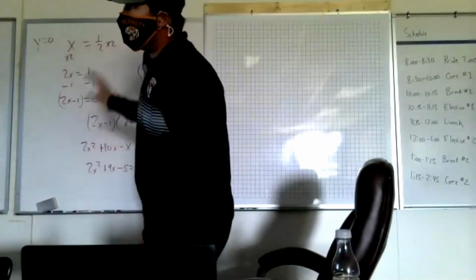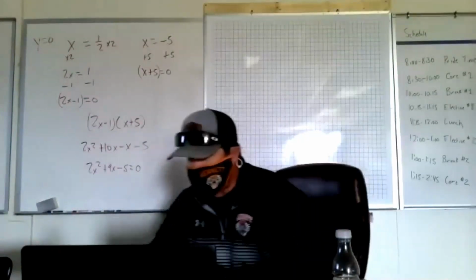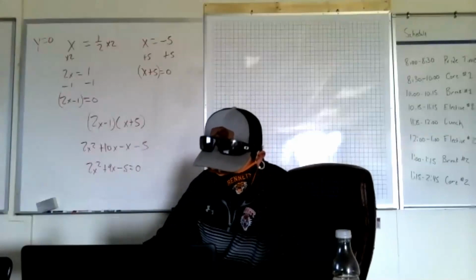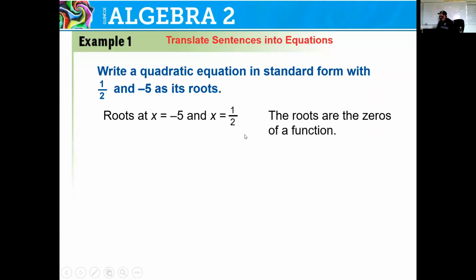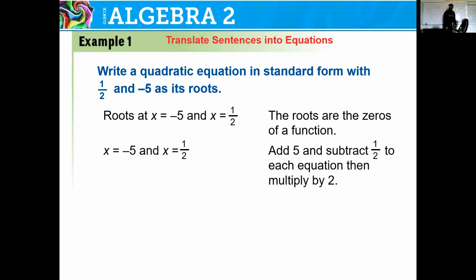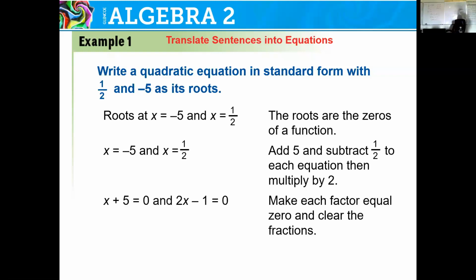Okay, so this problem, we were given the roots. They asked us to write the equation. So the first step, set them equal to x. Second step is to get them set equal to 0. Okay. Once we have that, now we can multiply.